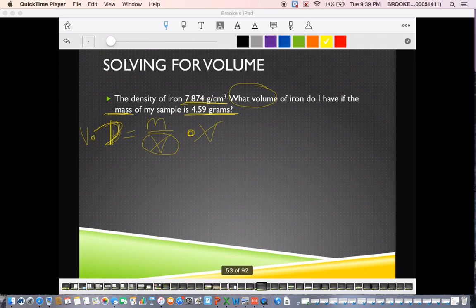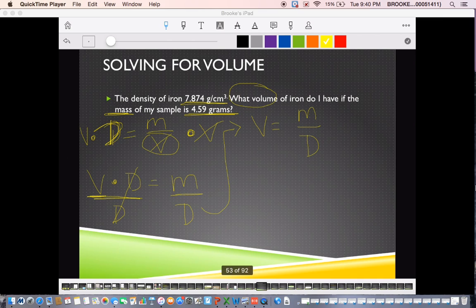Over here, our V cancels out, and then we have V times D equals M. But we don't want M by itself, we want V. So in order to do that, V is being multiplied by D, and we can just divide both sides by our D. And when we do that, D will cancel out over here. And I'm going to go ahead and bring my equation over to here. And we are left with nothing but V on the left side, and mass divided by density is what's left on our right side.